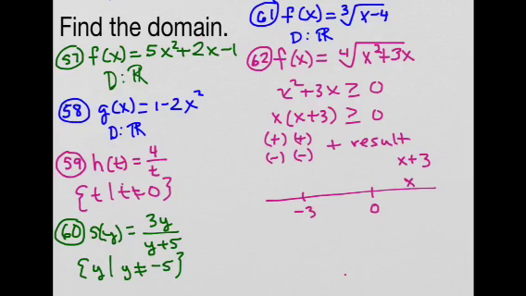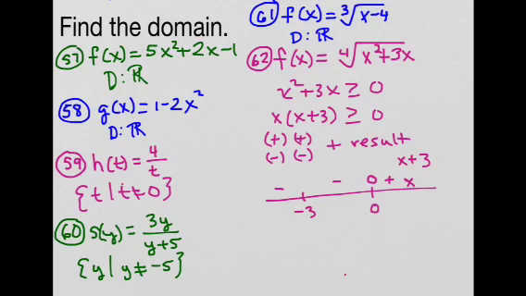So for x, I know that the 0 for that one is 0. Sorry, so I'm going to put a 0 here. Any number greater than 0 is going to give me a positive result. Any number less than 0 is going to give me a negative result for the x, for this one right here. Okay, now I'm going to move on to x plus 3.